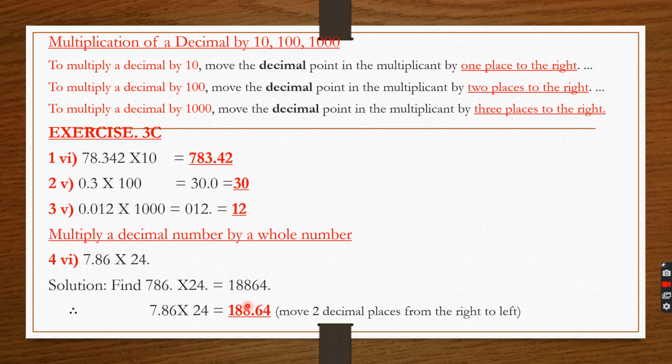18,864. Now, there are 2 decimal places in the question. Therefore, from here is the actual decimal. Here, move 2 decimal places to the left hand side. That means you are getting 188.64 as the answer when you are multiplying with the decimal number.